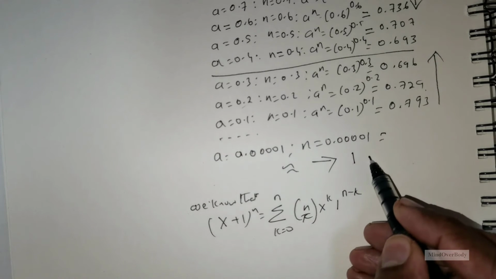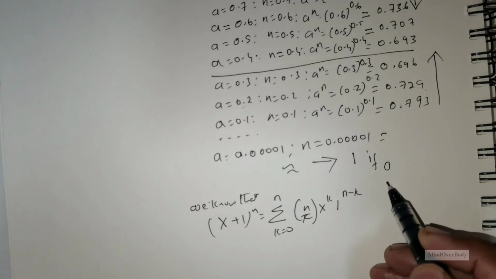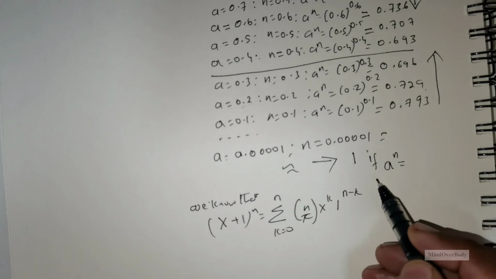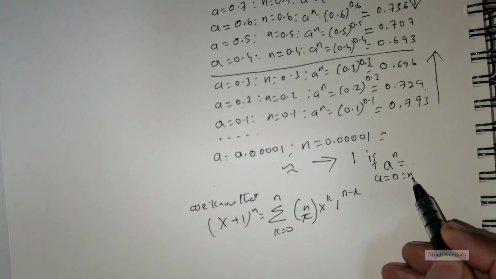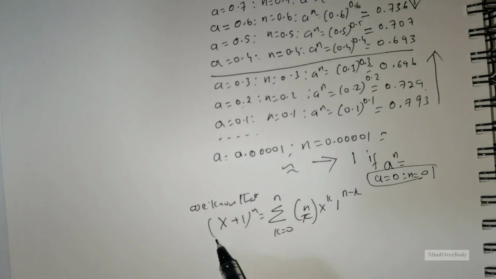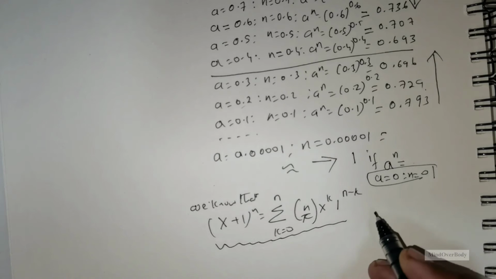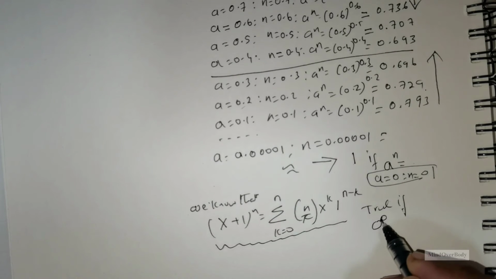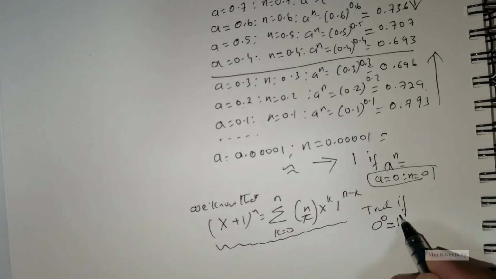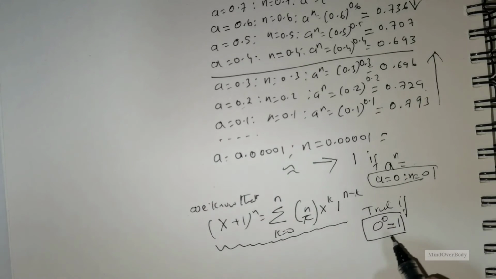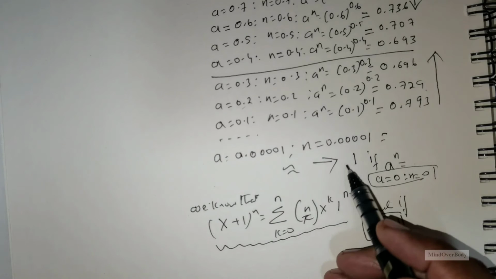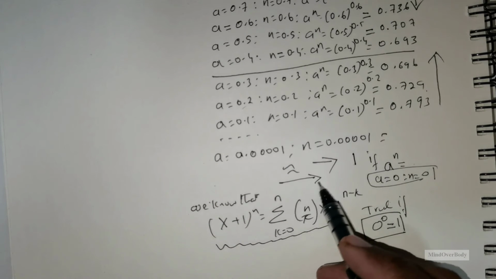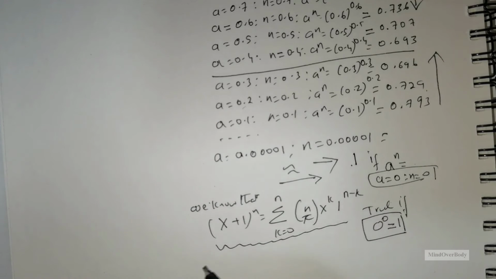So, if I were to take a raised to the power n, and assume a to be 0 and n to be 0, this formula can only be true if I take the value 0 raised to the power 0 to be equal to 1. So that is an important point you have to know. Now, the value does not hit 1, but it is going towards 1.